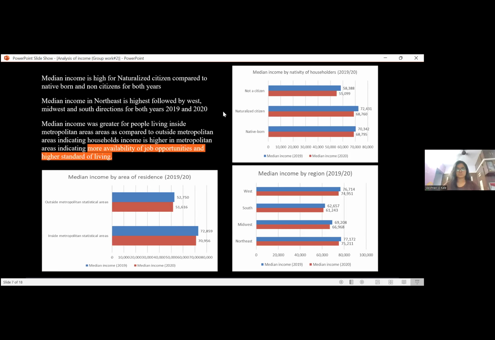Yeah. So median income, as we see from the graphs, is high for naturalized citizens as compared to native born and non-citizens for both years. Median income in the Northeast is highest, followed by the West, Midwest, and South for both years. Median income is greater for people living inside metropolitan areas as compared to outside metropolitan areas, indicating that household income is higher in metropolitan areas. One of the reasons could be more availability of jobs, and also the per capita income in metropolitan areas is higher. Next slide, please.